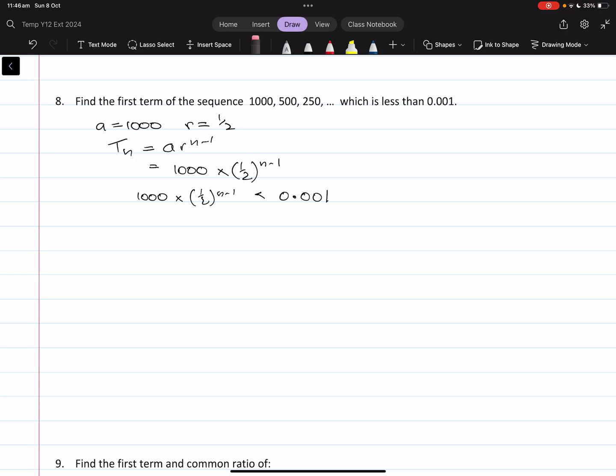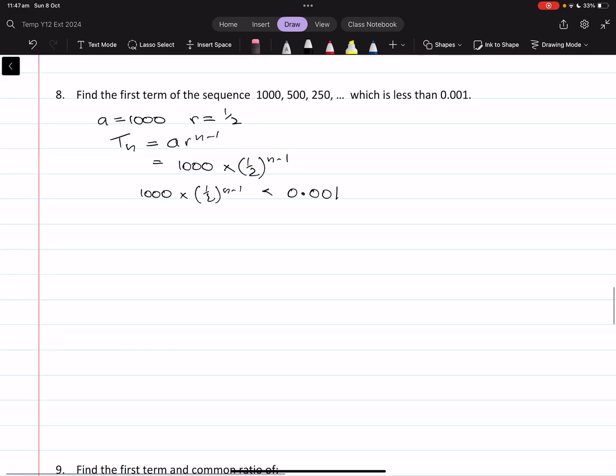Divide by 1,000, we get a half to the n minus 1 is less than 0. Lots of zeros, be careful. Or 5 zeros now.